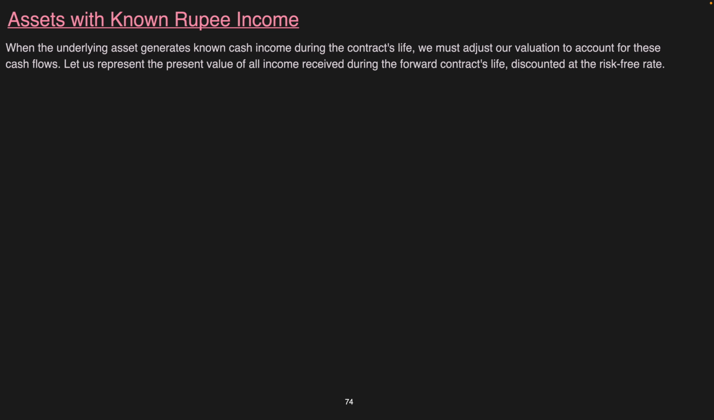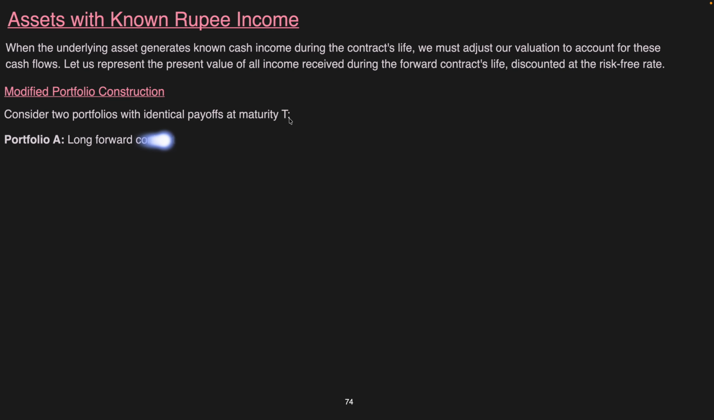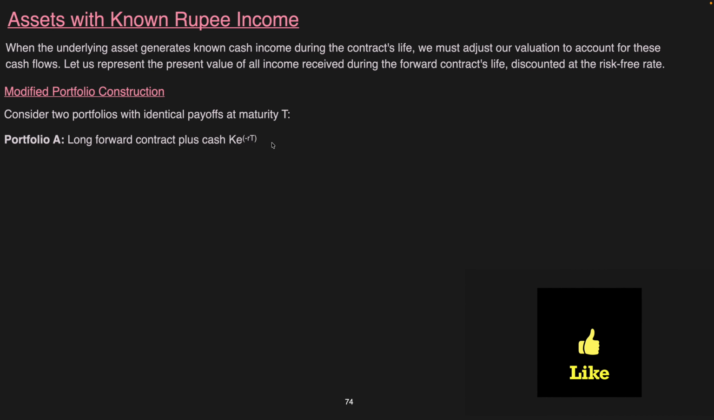So for any asset with known rupee income, how do we calculate the future price of that stock or the asset? What are the various factors we should consider? The first one is the modified portfolio construction we have to undertake. For that, let us consider two portfolios with identical payoffs at maturity T. What are those two portfolios? One is a portfolio A with a long forward contract plus cash K e^(-rT), which we have already discussed and derived.